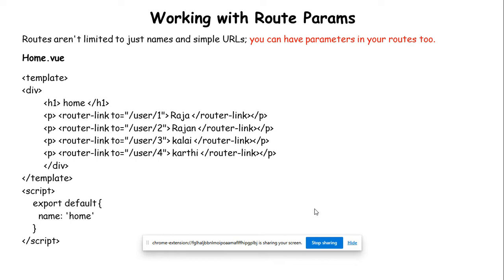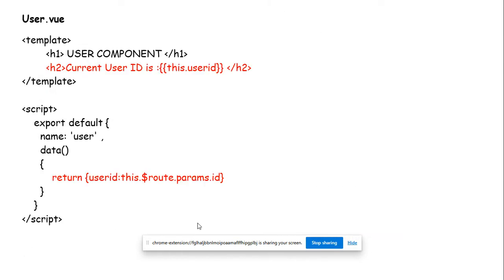So parameters means you can directly pass the parameters in your routes. When you give the link, you can directly pass the parameters. Here I have created four Vue components: home, user, contact, and about. Okay, I'll explain with the code.